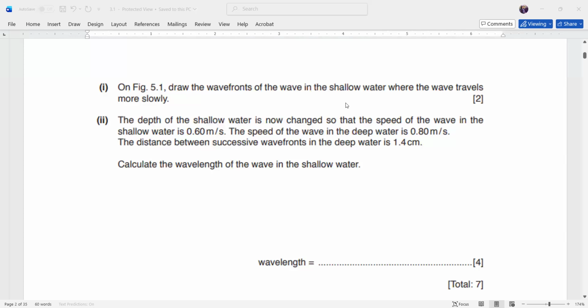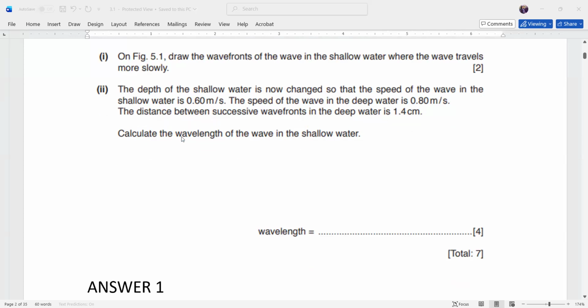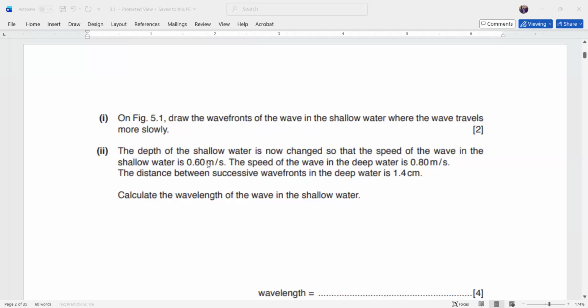On the figure, draw the wavefronts that we all did, where water waves travel more slowly. The next one: the depth of the shallow water is now changed so that the speed of the wave is 0.60 meters per second. The speed of the wave in deep water is 0.8 meters per second. The distance between the successive wave fronts is 1.4 centimeters. Calculate the wavelength of the wave in shallow water.